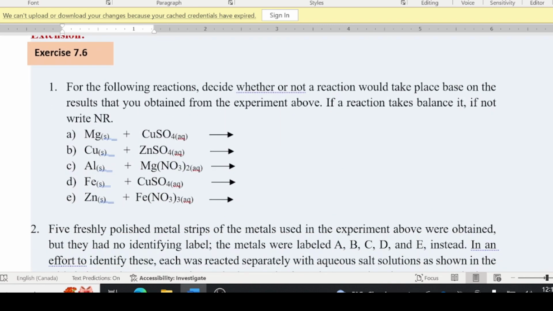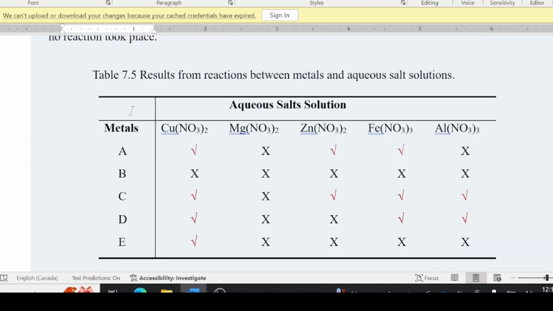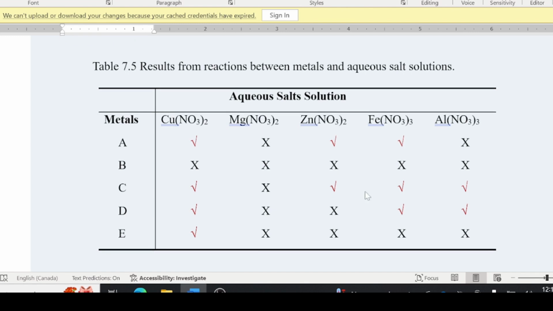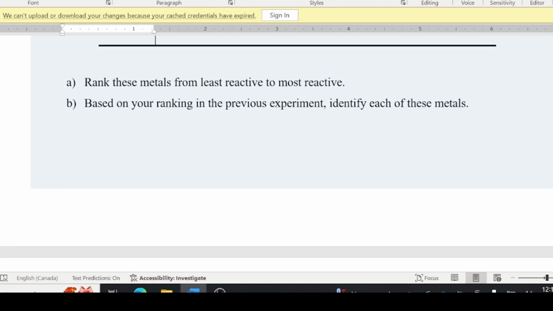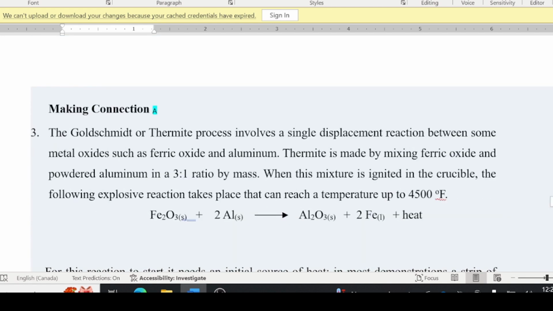Based on that, you'll decide whether or not a reaction will take place here, and if it does, you'll have to balance the equation. Strips made of metals used in the question above have lost their labels. This table shows the results obtained when each of the strips were reacted separately with each of the following solutions. You're asked to identify the strips based on the observations made and the results obtained from the problem above. There are some other application questions that I've done here too.